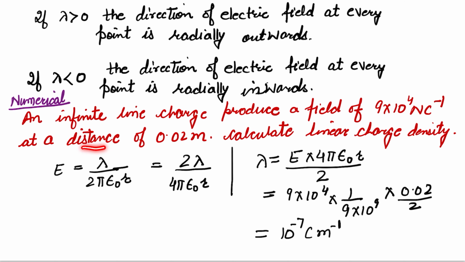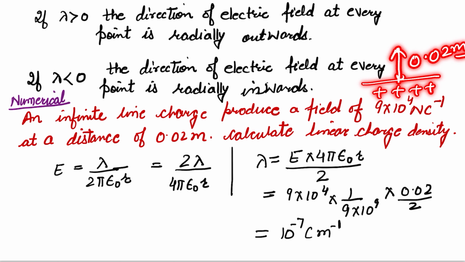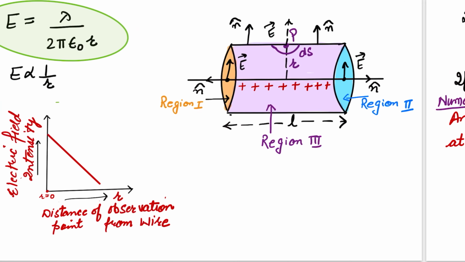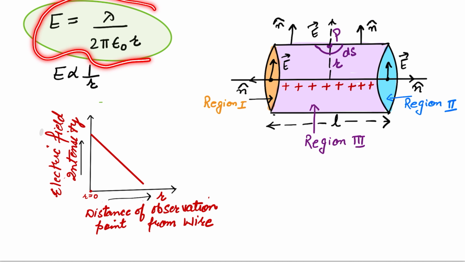So you have an observation point at a distance of 0.02 meters. So this is the wire and your observation point is at a distance of 0.02 meter. Meter is again SI unit, so no conversion is required. You are supposed to calculate the linear charge density, right? You are supposed to calculate your lambda. We implement this equation. You just learn this equation. You will be using this equation again and again, right? It is very simple to learn this equation.